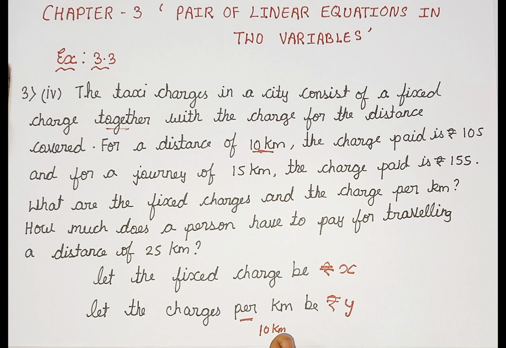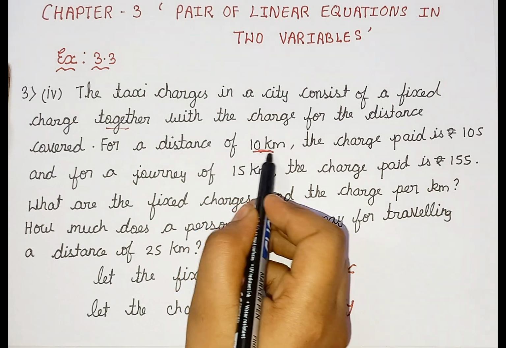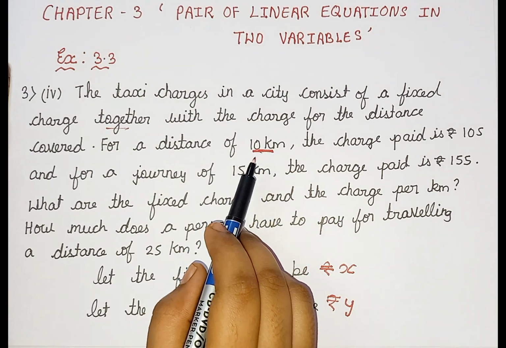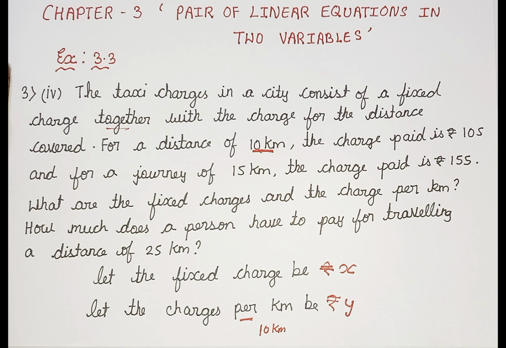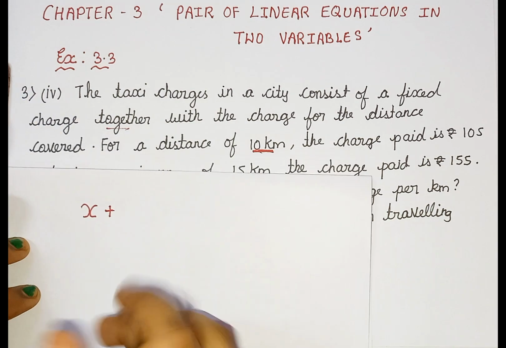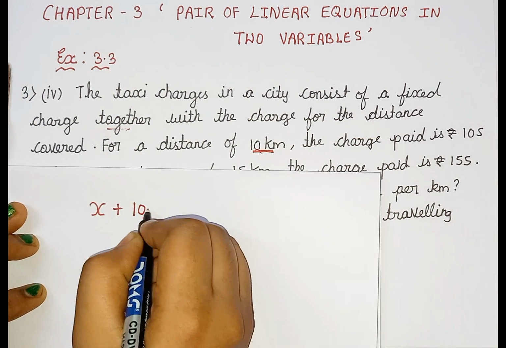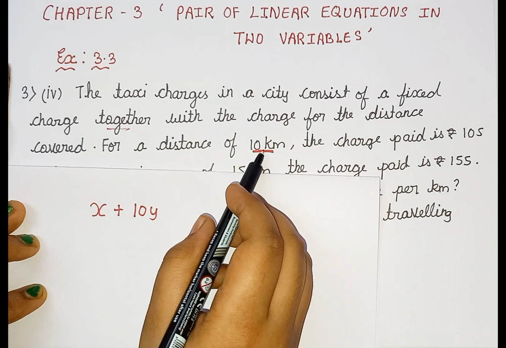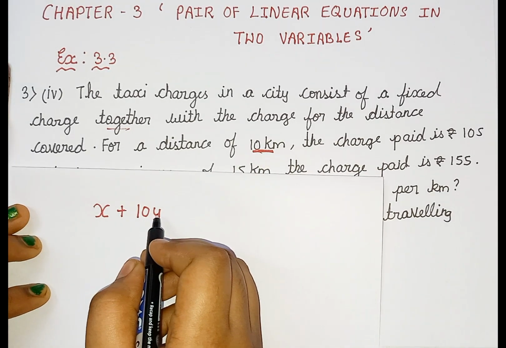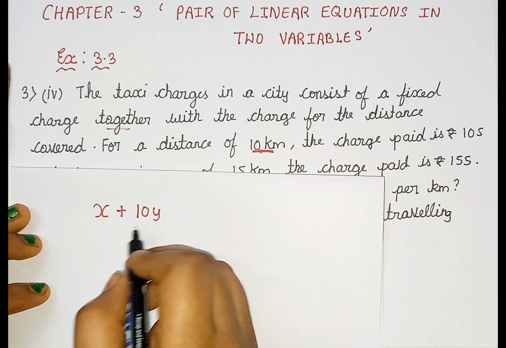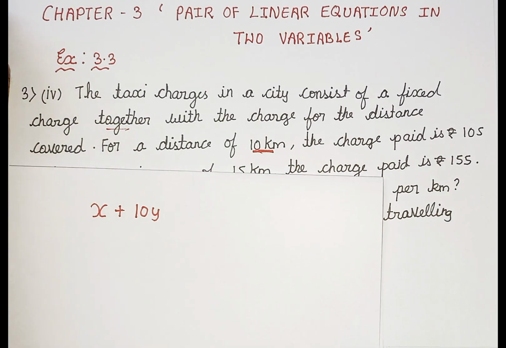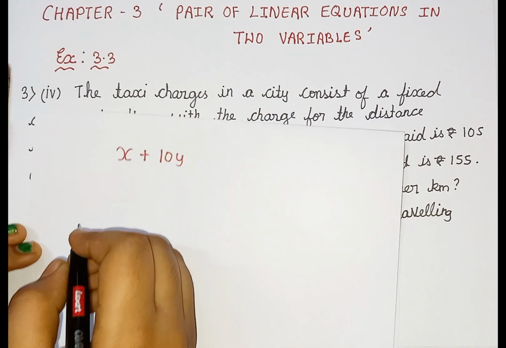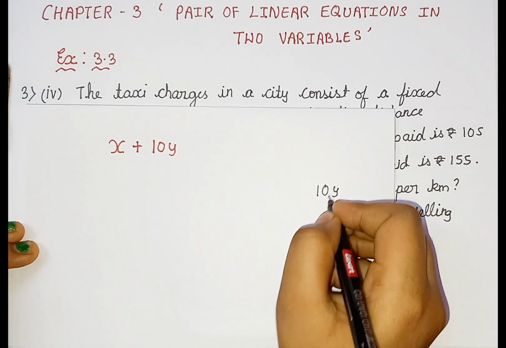The charge is per kilometer, and in the first condition they mentioned 10 km. So if we travel 10 km, we have to pay for those 10 km. So we are supposed to multiply 10 into y. The 10 is the kilometer and y means the charge in rupees. I'll write it here: 10y.